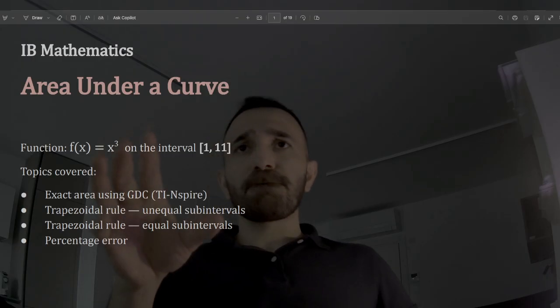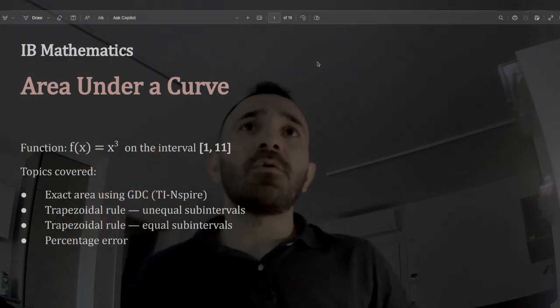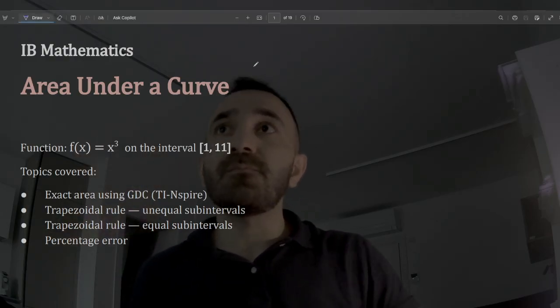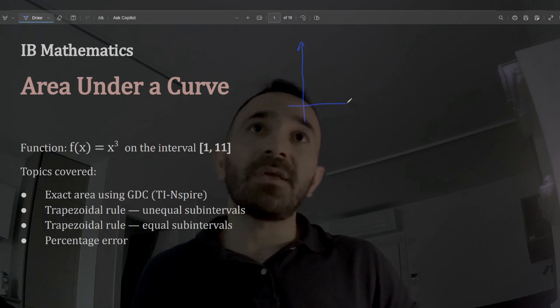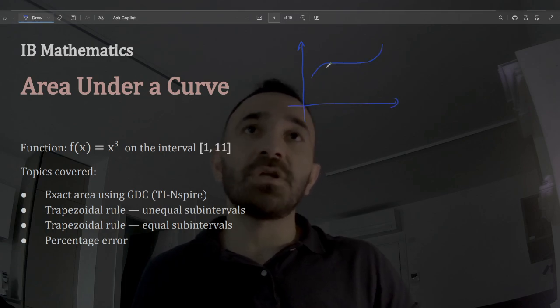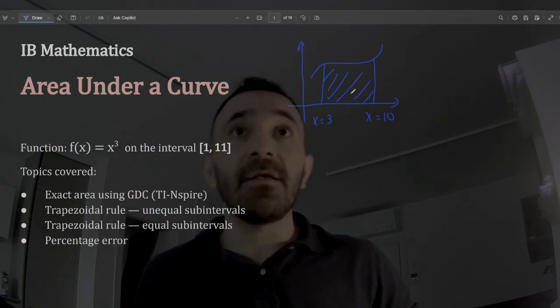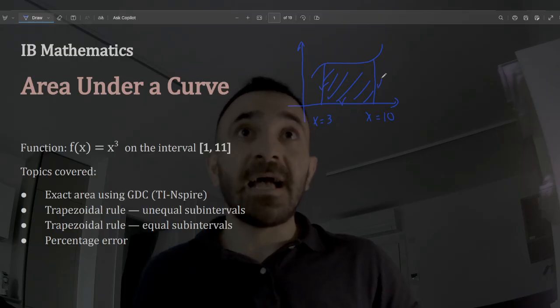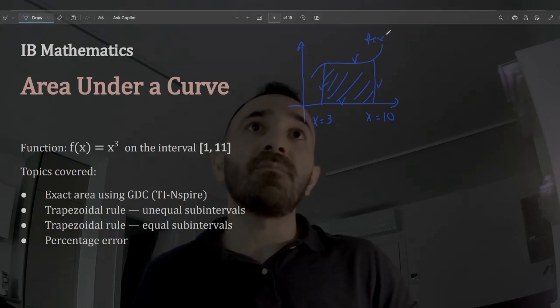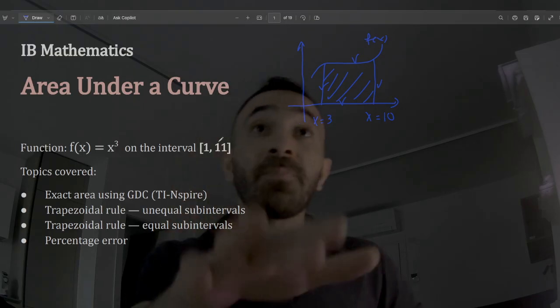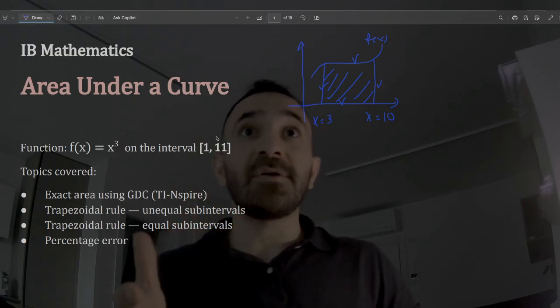What does it mean, finding area under a curve? A function is given to you, for example, this function here. I'm asking you to find the area bounded between x equals maybe 3 and x equals 10, the x-axis, and the function which is given to you. So this is what we're going to practice in this video. We're going to find this area.